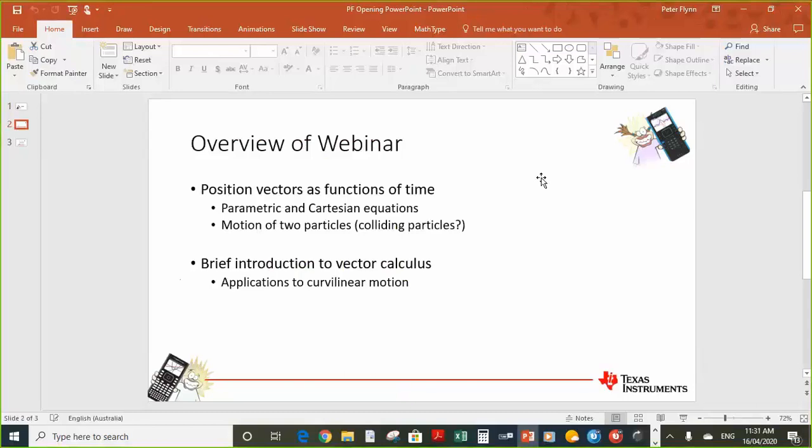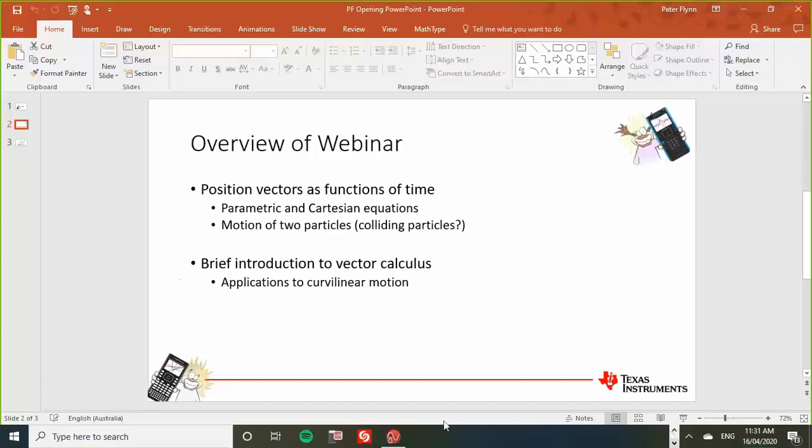What we're doing in today's webinar is we'll look at position vectors as functions of time. We will look at parametric and Cartesian equations. We'll look at the motion of two particles and whether in fact they collide or not. And we'll also offer a brief introduction to vector calculus and applications to curvilinear motion. Curvilinear is a fancy term, it means motion not in a straight line, so for example projectile motion or circular motion.